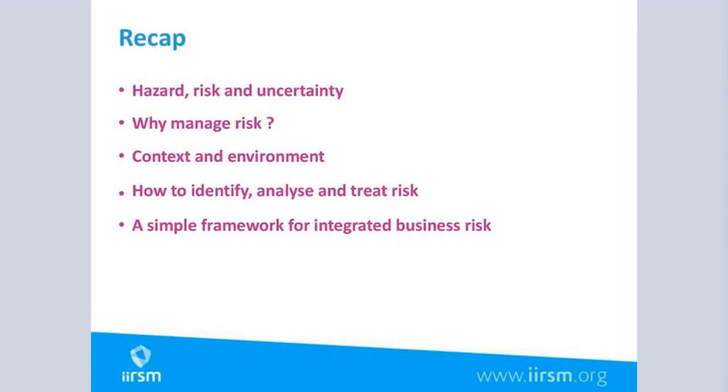Now we're coming to the end now. I said at the beginning that we would look at hazard, risk, and uncertainty and how they fit together. We then said we'd look at why we manage risk, what's the rationale behind it. We then spent a bit of time looking at the importance of context and environment, both internal and external. And then I took you through a simple risk management process cycle. In other words, how we identify, analyze, and then treat risk. And finally, we've just looked at a simple framework for integrated business risk.